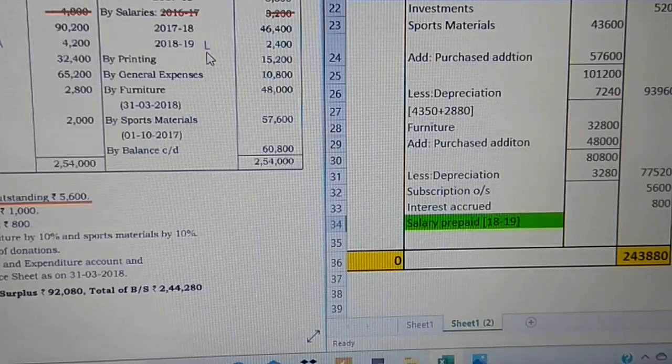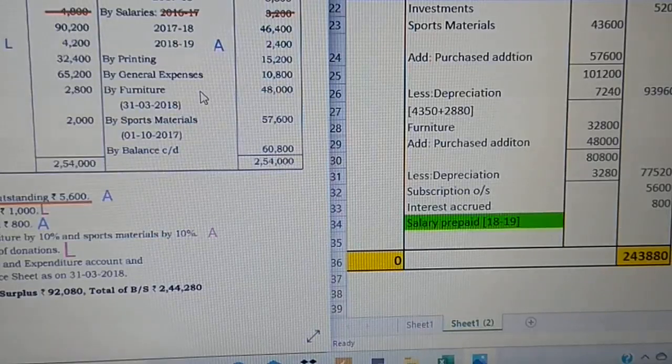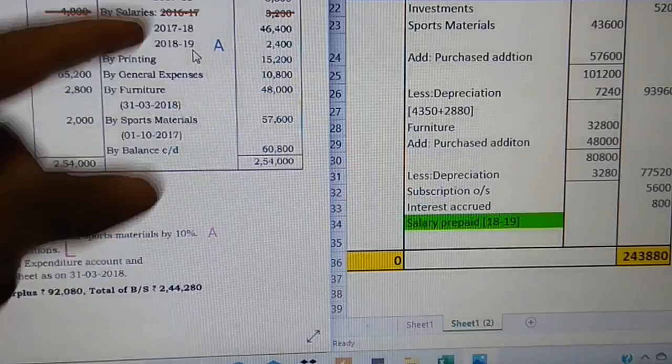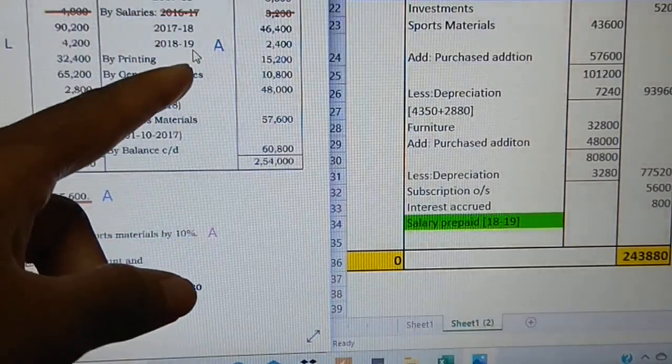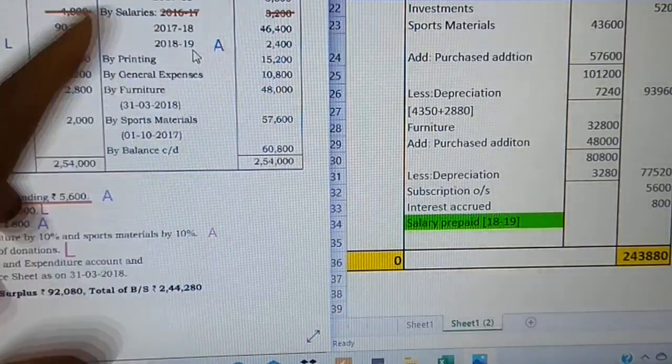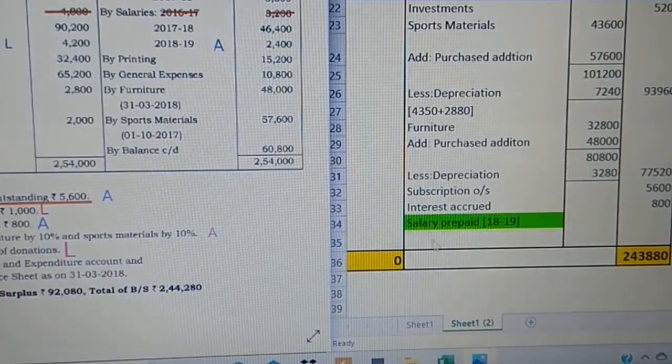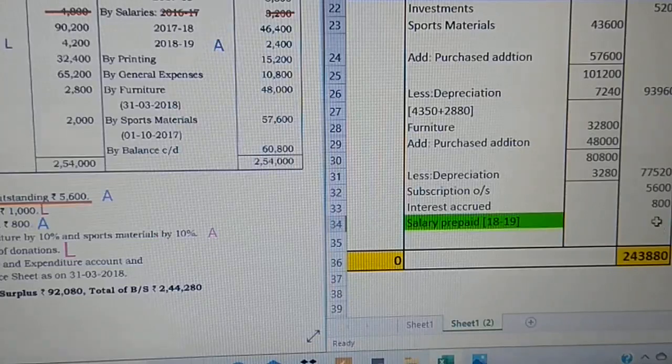So let us go for the corrected ones. Now, any salary which is paid in advance. So salary payment will always be outstanding on the liability side, but this 18 and 19 is paid in advance. So anything prepaid should always fall on the asset side. So I have taken salary prepaid for 18 and 19 on the asset side.